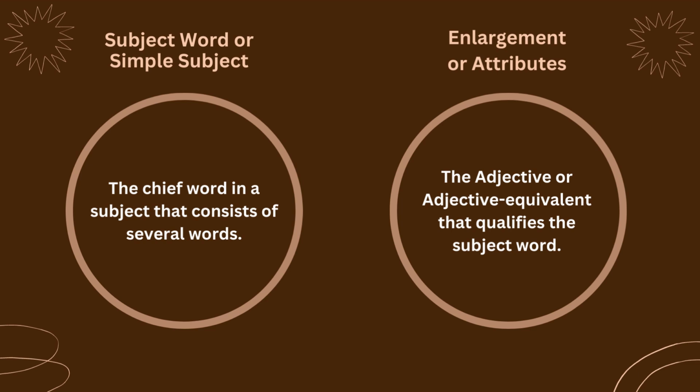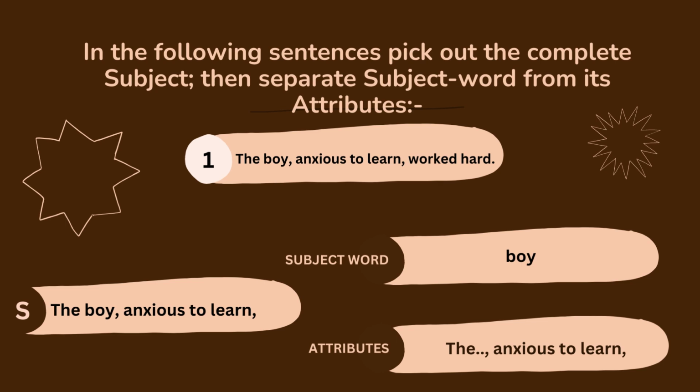In this exercise we have to separate the complete subject, and then from that subject we have to separate the subject word and attributes. The very first sentence is: The boy anxious to learn worked hard. Here the complete subject is the boy anxious to learn, and the word boy is the subject word, and the rest, anxious to learn, is the attributes.